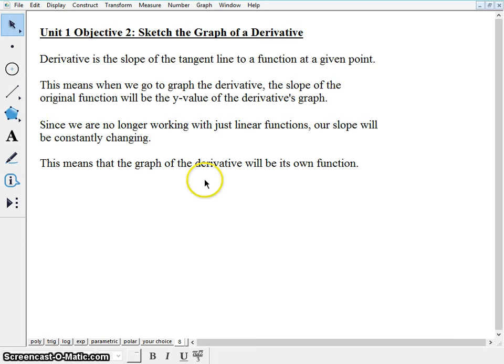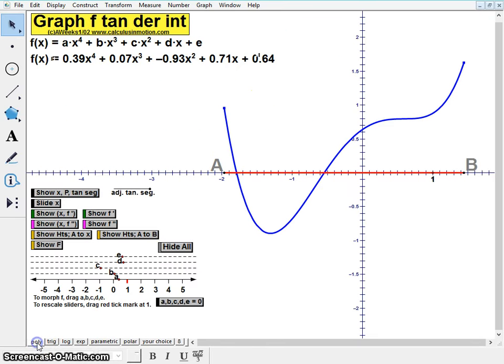Now, one thing that we need to keep in mind is we're no longer working with just linear functions. We're going to have curves. And since we have curves, our slope is always going to be changing. It's not going to be a constant slope the entire time. And we're going to see that the derivative is going to be its own function because of that. So if we look at a polynomial, and if you're curious about the function, it's right here.